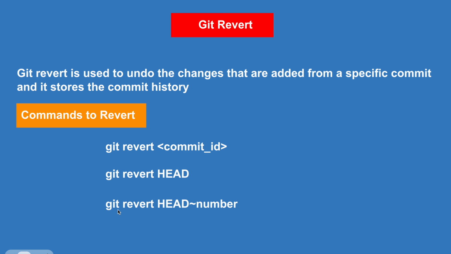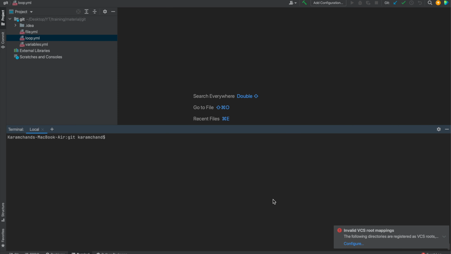Or we can use git revert HEAD number. Now if I want to revert the changes of the second last or third last commit, I can use git revert HEAD tilde the number, the commit ID number. Then it will revert the changes of that particular commit ID. Now let's take a look at the demo.